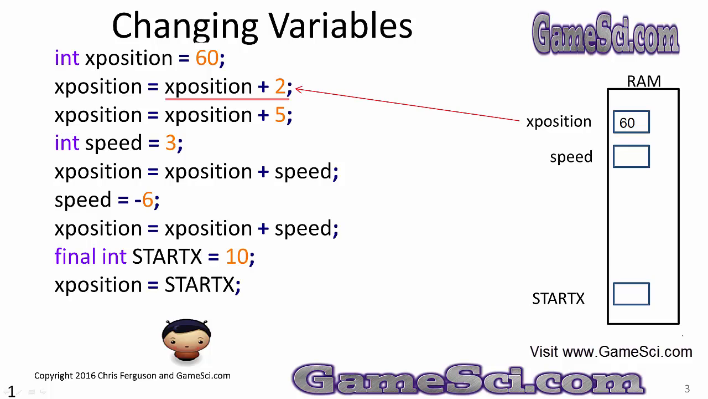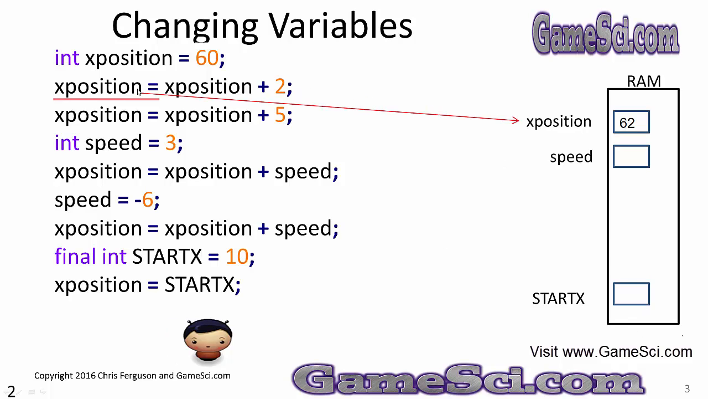I'm going to say xPosition equals xPosition plus 2. Now in order to execute this command, we're first going to do the right side of this assignment operator. We're going to pull the value 60 from the xPosition variable and move it over and add 2 to it. So what this will end up executing is 60 plus 2. 60 plus 2 is 62. We assign the value that was calculated, 62, using this assignment operator to the variable xPosition.